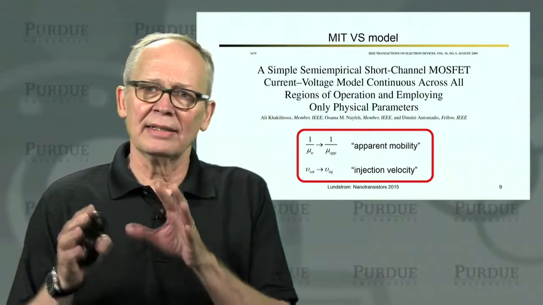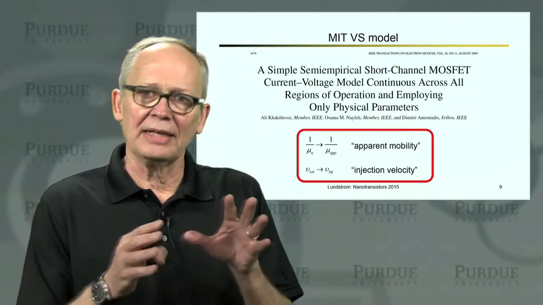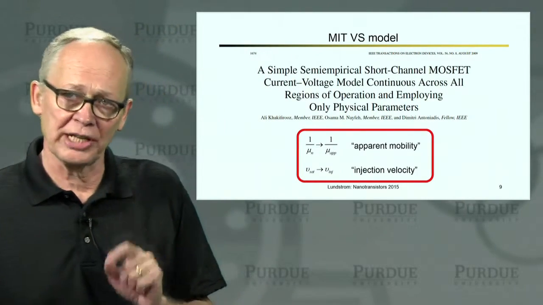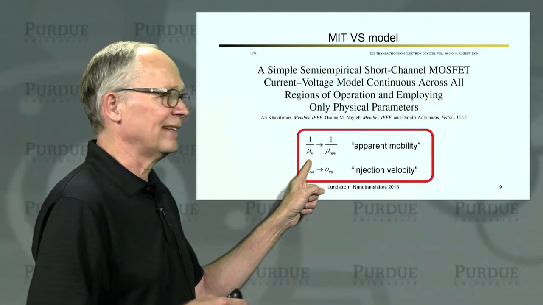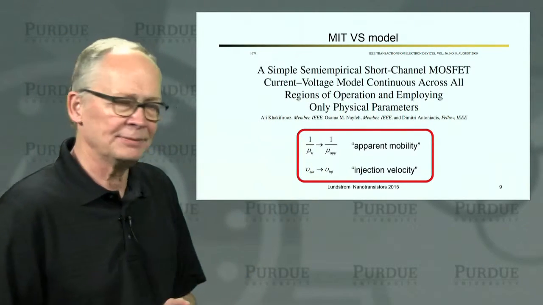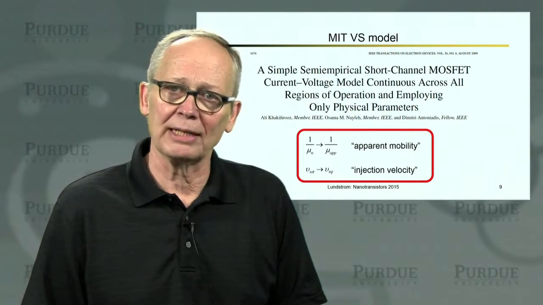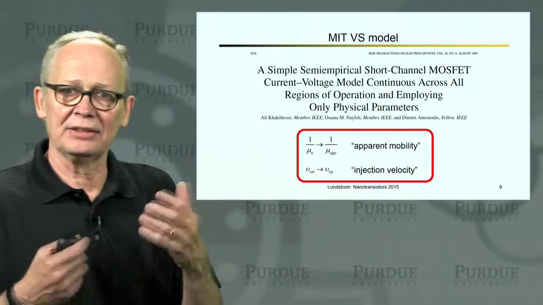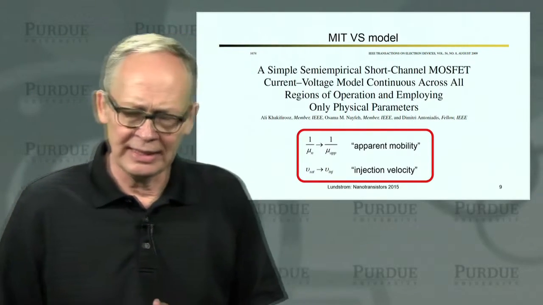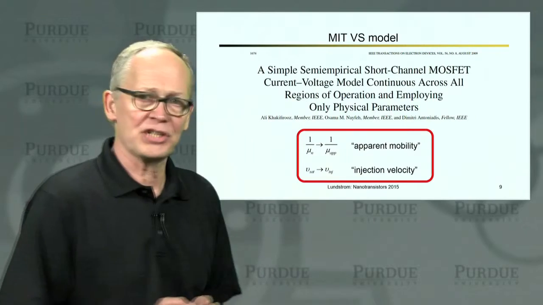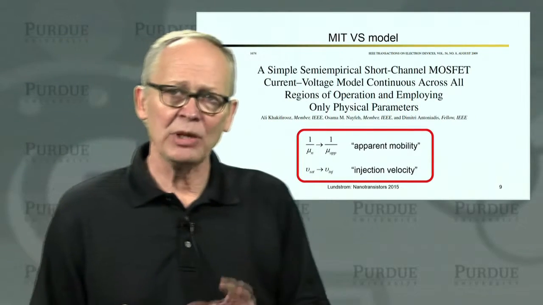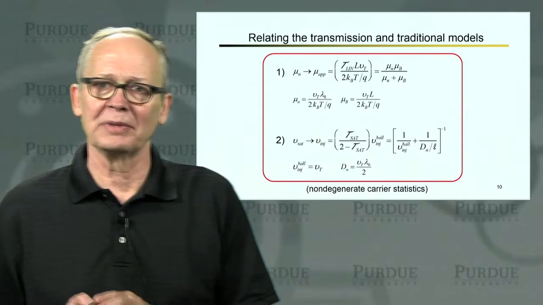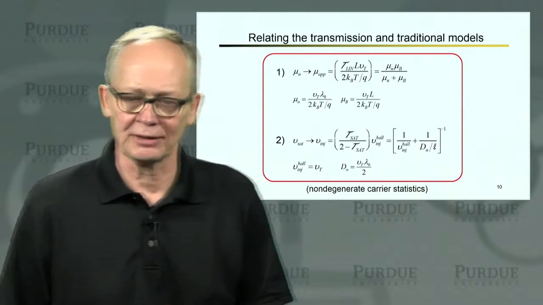And then we saw that the model of nanotransistors is very similar to the traditional model for long channel transistors with two changes. The two changes are that the actual scattering limited mobility is replaced by something we called an apparent mobility. And the high field saturation velocity due to scattering in a high electric field is replaced by something we call the injection velocity. And we learned how to clearly interpret those two parameters from a physical point of view using our transmission model.